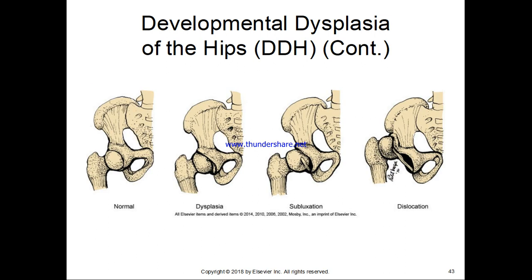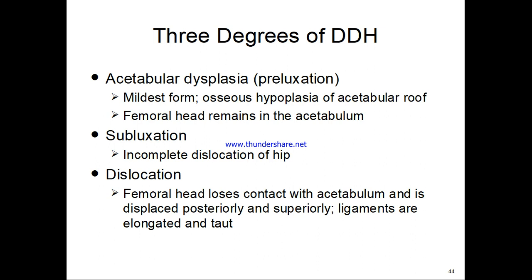So we have an illustration here of the different degrees of developmental dysplasia of the hips. The first image being the correct placement of the femoral head in the acetabulum of the pelvis. You can see in dysplasia it's not as tight of a fit, it's somewhat loose. We can see in subluxation that it is starting to move out of the acetabular space. And then with dislocation, we can see that the ball head of the femur is completely out of joint and that the ligament is being pulled on.